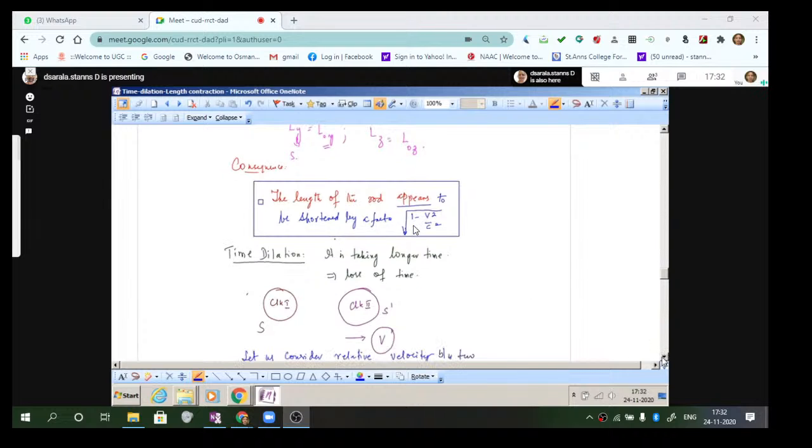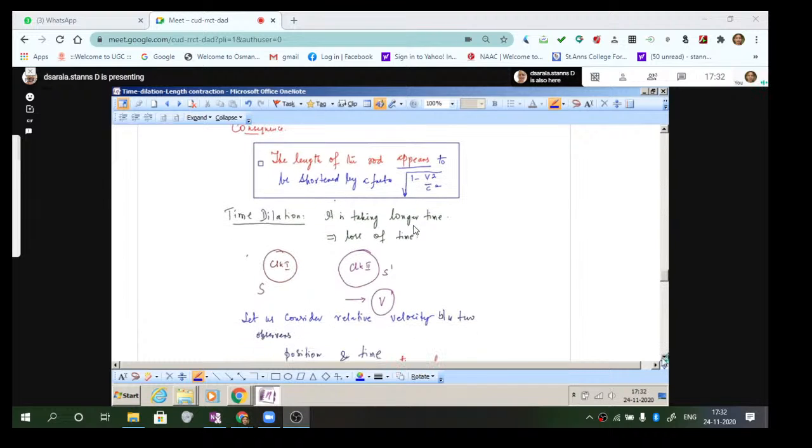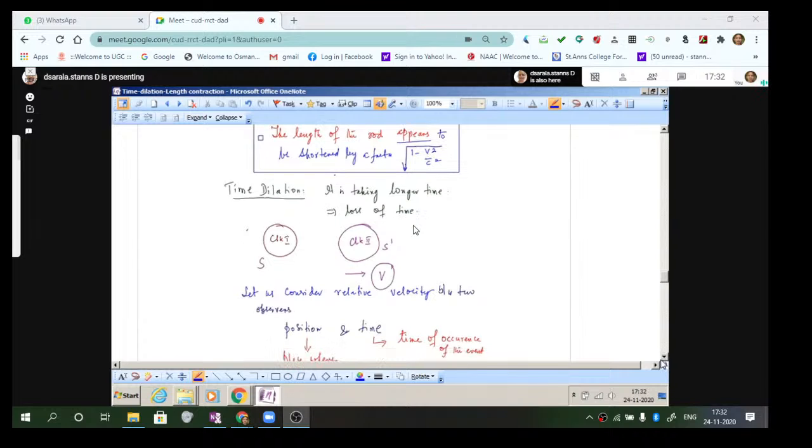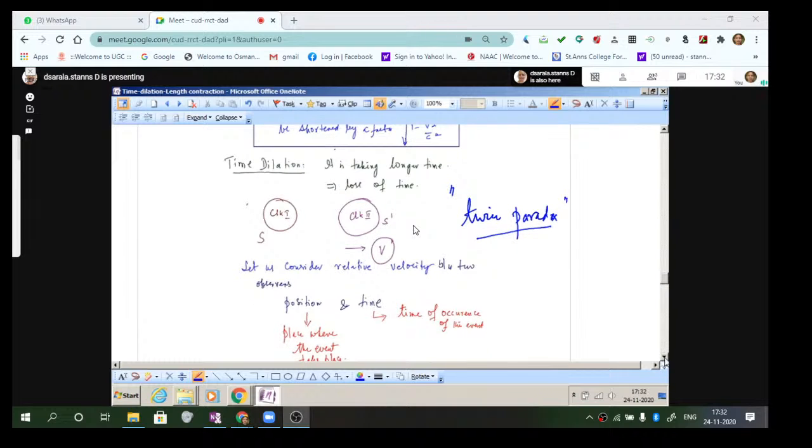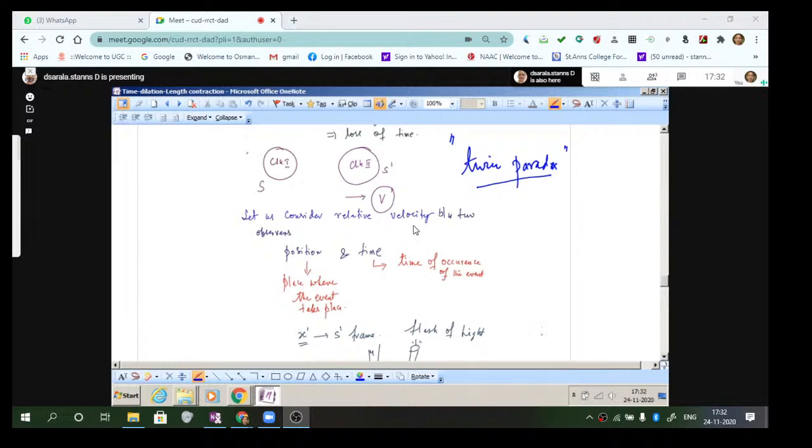Another important thing that we talk about is time dilation. It is taking a longer time and it appears as though there is a loss of time. So generally we give the twin paradox. I have shown you the videos also in the last class. So the twin paradox is something which is related to time dilation. So let us consider relative velocity between the two observers. Basically what is important here is position and time.